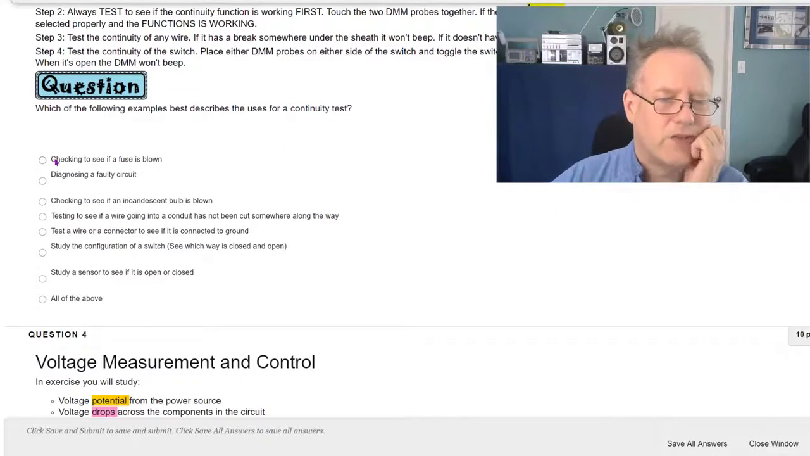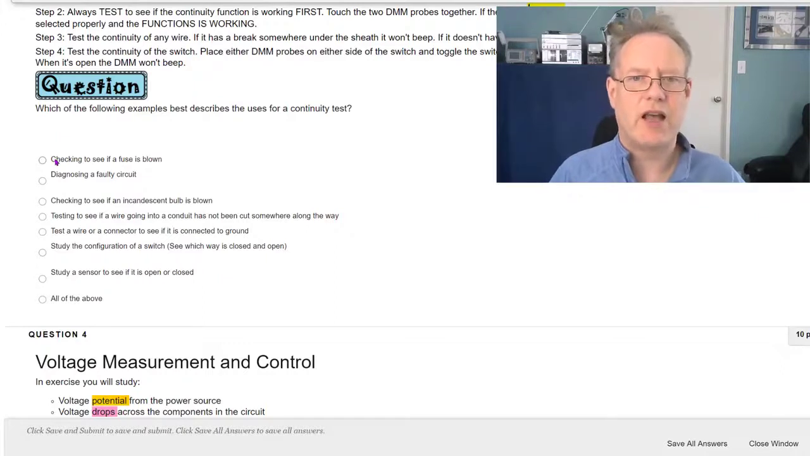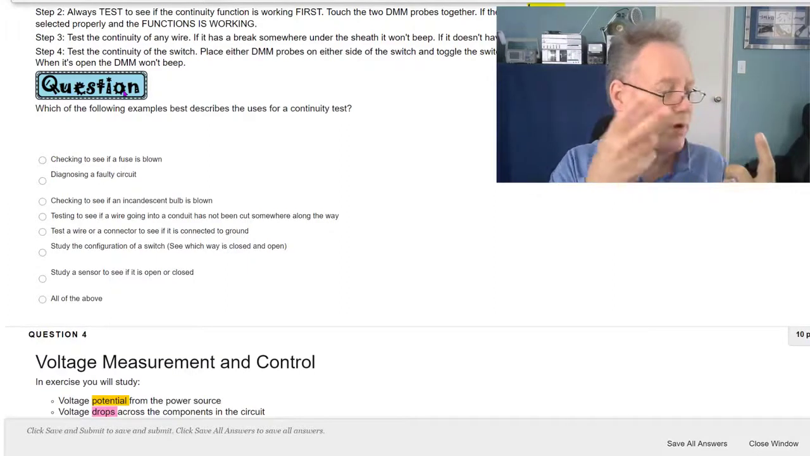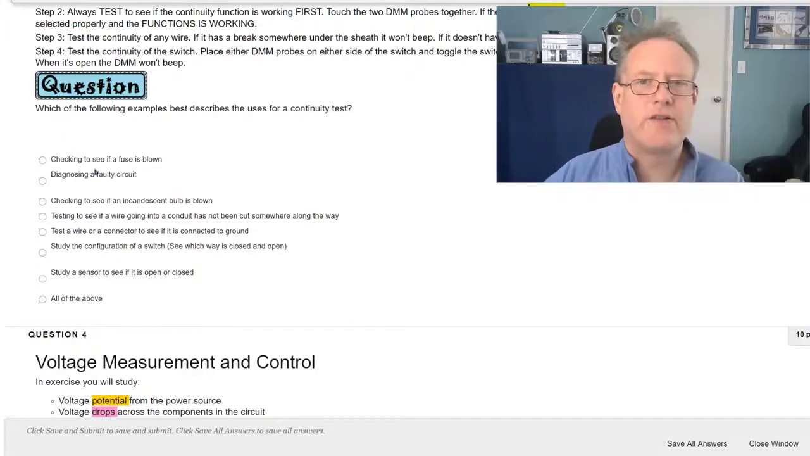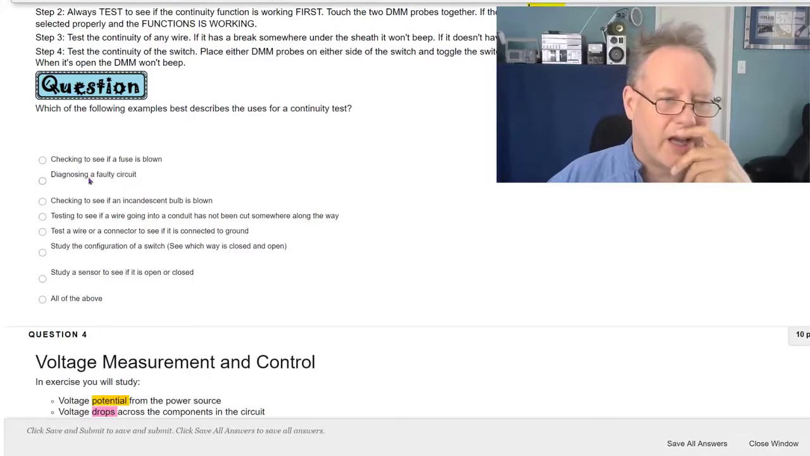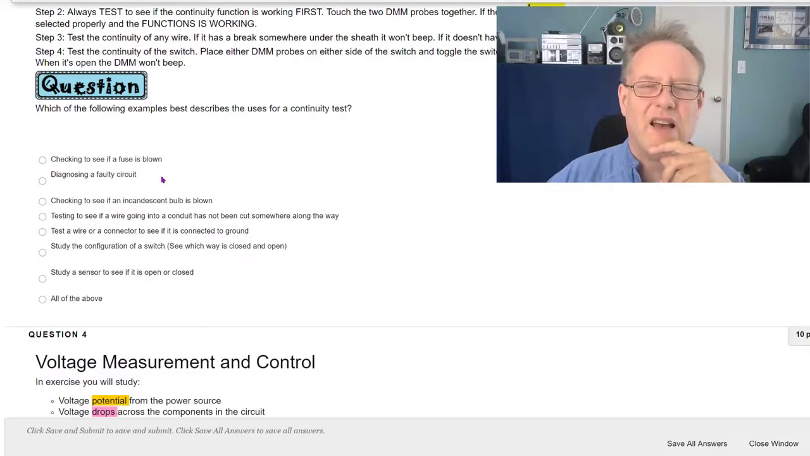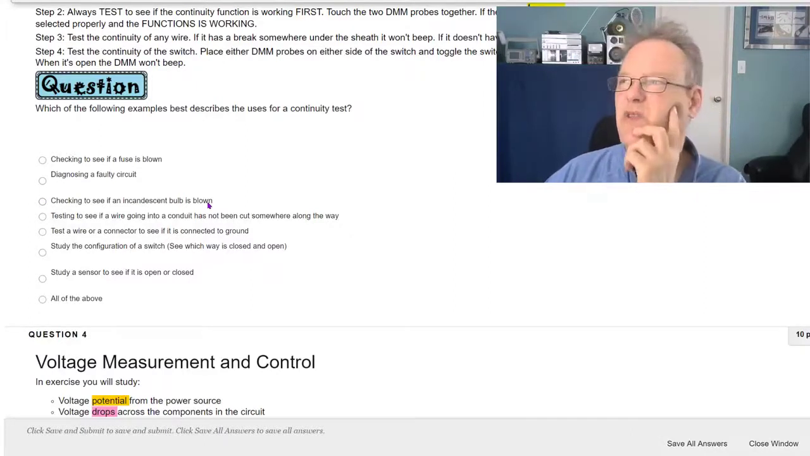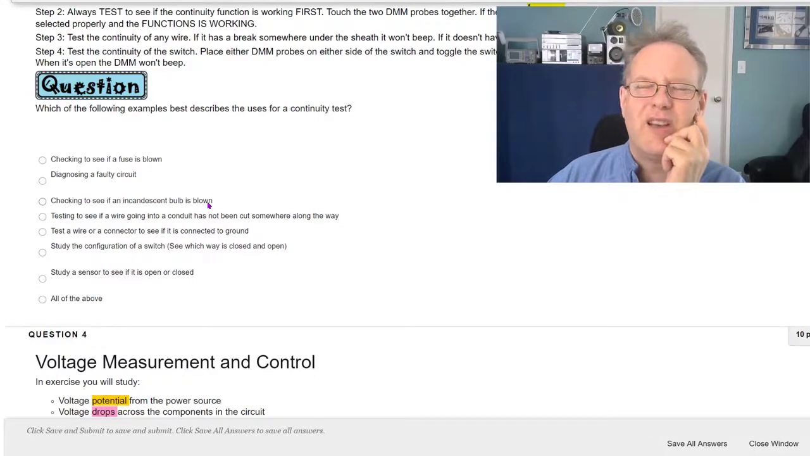So why would I check for continuity? Like, does this beep, beep, beep? How does it help me? Does it help me checking to see if a fuse is blown? Oh yeah, I could take a fuse and check it. Beep, beep, beep. Oh, it's not blown. Okay, I could do that. So that's the answer there. Checking fuse is blown. That's the one. Well, maybe let's check the rest of them anyway. Diagnosing a faulty circuit. Oh yeah, I do that all the time. And I use DMM continuity, so I know that's the right answer. But let's just check more. Okay, checking to see if an incandescent bulb is blown. Oh yeah, because if it's blown, it won't have continuity. Oh yeah, you could do that too.